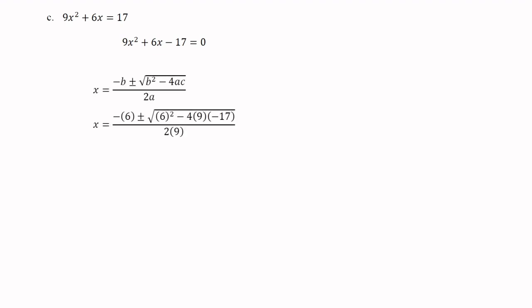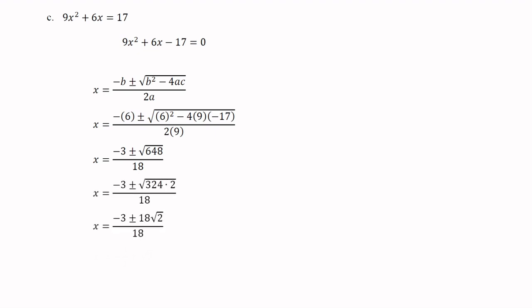For this example, we need to first get standard form equal to 0 by subtracting 17 from each side. Once we do that, we can plug our values into the quadratic formula and then start simplifying. We have negative 3 plus or minus the square root of 648 over 18. And that's going to simplify us down to negative 1/3 plus or minus the square root of 2.